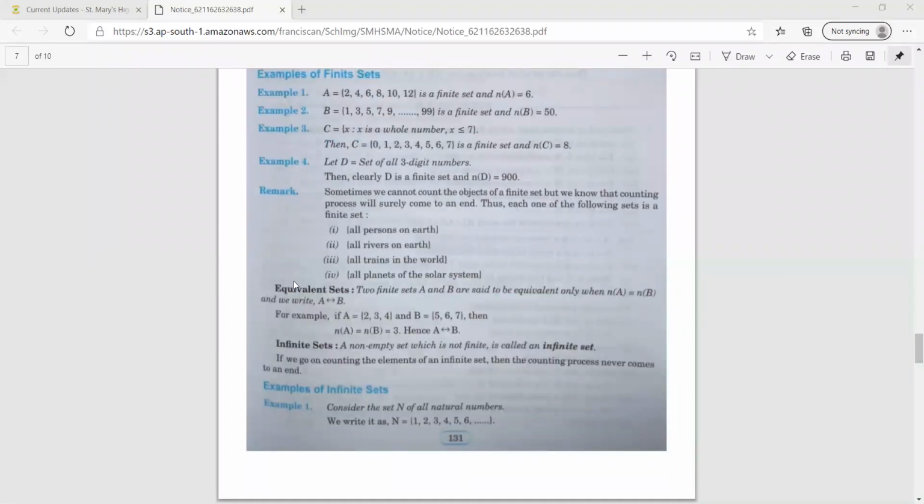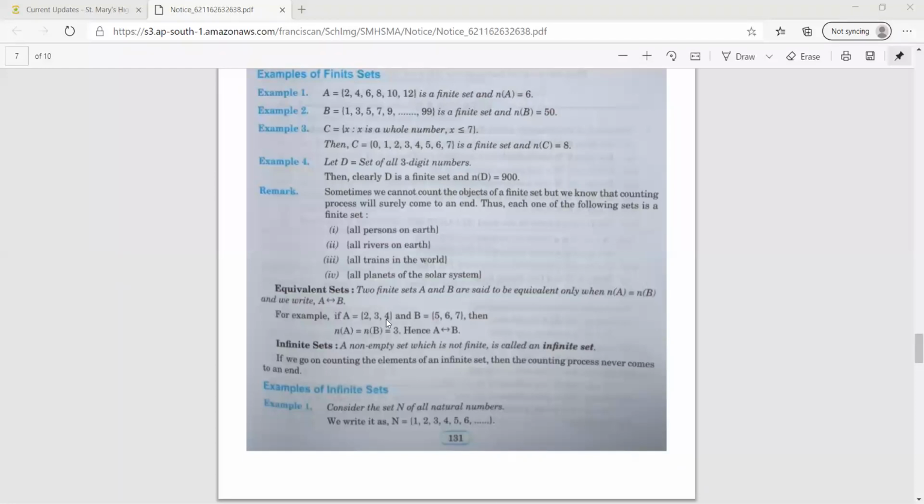Equivalent sets. Two finite sets A and B are said to be equivalent only when the cardinal number of A equals the cardinal number of B, and we write A ~ B. This symbol here, which looks like a line, is for equivalent. So when it is given like this, how do you read this? A equivalent to B.